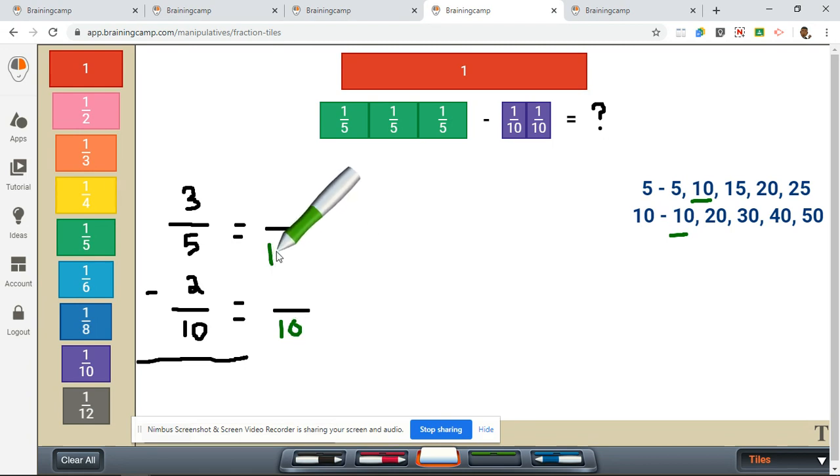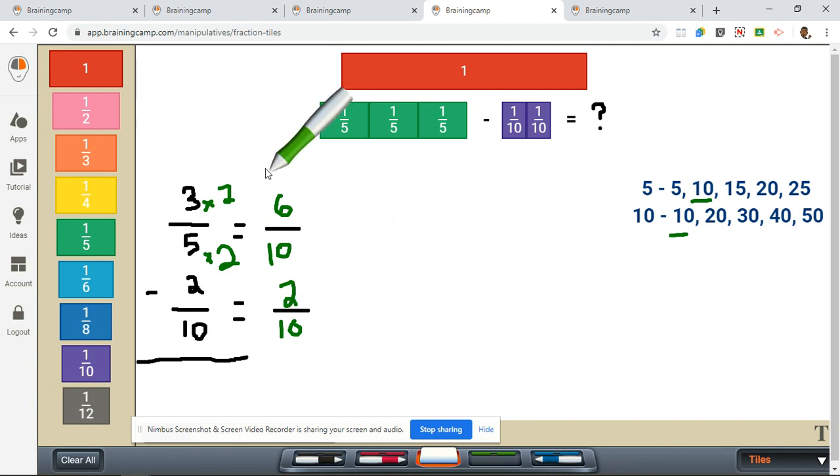Okay. Now, how can I get from 5 to 10? Well, you multiply by 2. What you do to the bottom, you do to the top. Yeah, you really are getting the hang of it. Good job. 3 times 2 is 6. So 6/10 is equal to 3/5. It's an equivalent fraction. Well, notice here, I have 2/10, so 10 already is my denominator. So I do not need a new fraction. I'm just going to keep it as is.